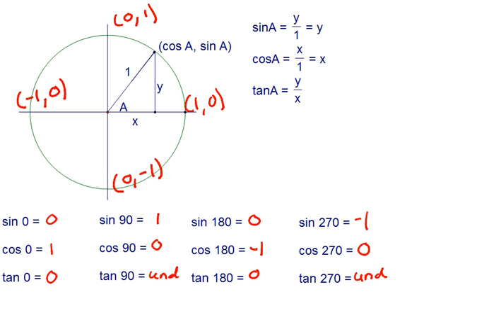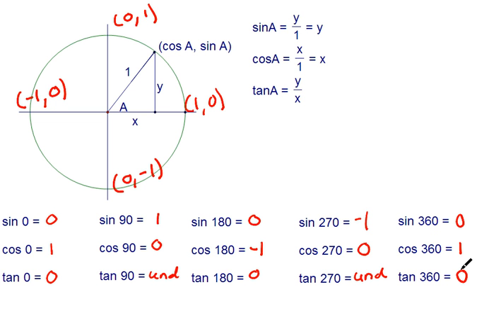Lastly, we are going to look at 360 degrees, which is right here. What do we notice there? 360 degrees is coterminal to 0 degrees. So these are just going to be the same as the trig ratios were for 0 degrees. Sine of 360 is going to be 0, cosine is 1, and tangent is 0.